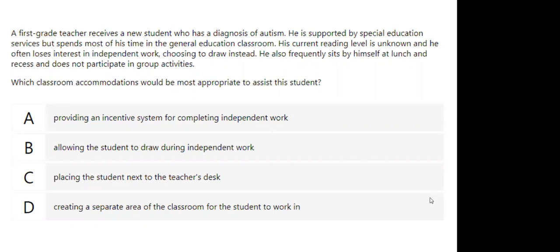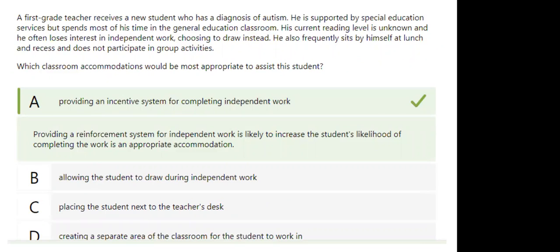Bet you chose the correct answer. It was A, providing an incentive system for completing his independent work. Remember in the question, it said that he often loses interest in his independent work, and he'd rather do a drawing instead. So what we want to do is encourage a child that has autism to actually complete their work. We want them to be involved in actually feeling some level of success. So providing an incentive system is the correct answer here.